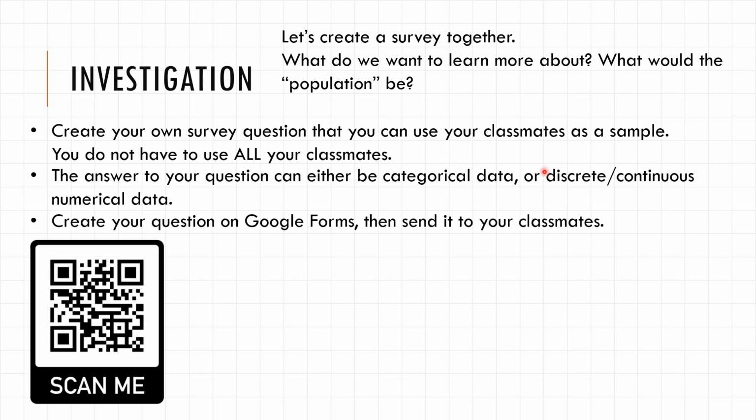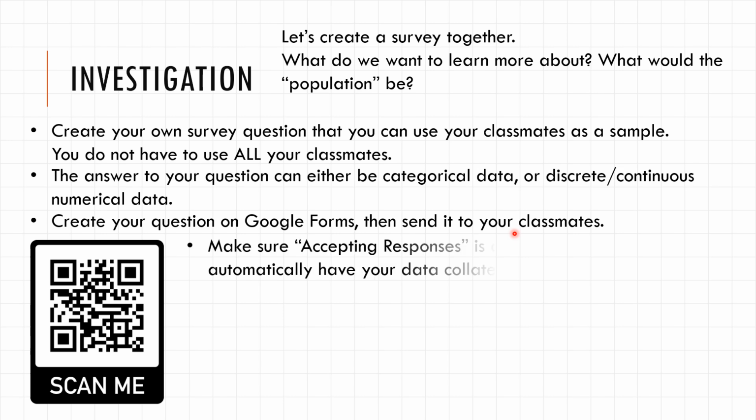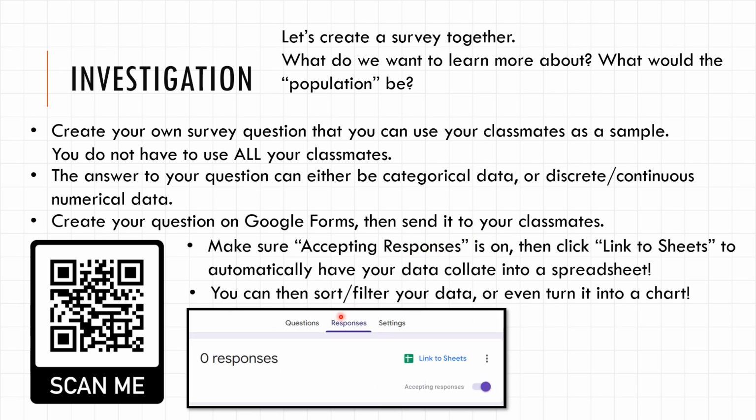Your question can include any data type that you want, as long as you know what to do with that data type. So you can create your own question on Google Forms, and you can scan this to access the Google Forms application. And then once you're done creating it, send it to your classmates. You just have to make sure that under the responses section, you have clicked accepting responses, that's on, so that people can actually respond to your survey. And once you're done, click on this button here that says link to sheets. And what that will do is it will automatically take your respondents' answers, and it will put that data into a spreadsheet for you. You don't even have to do that work.